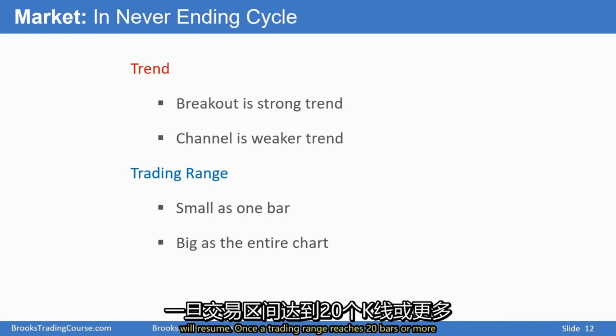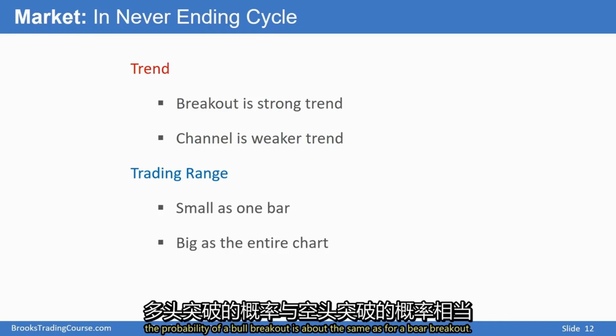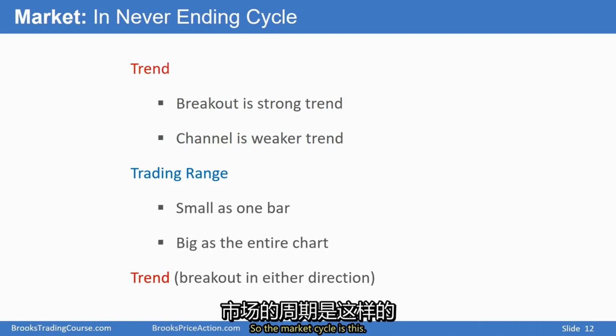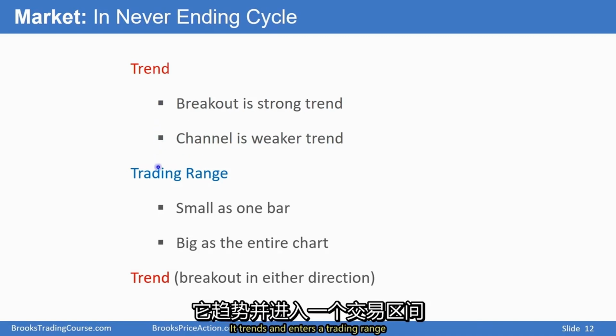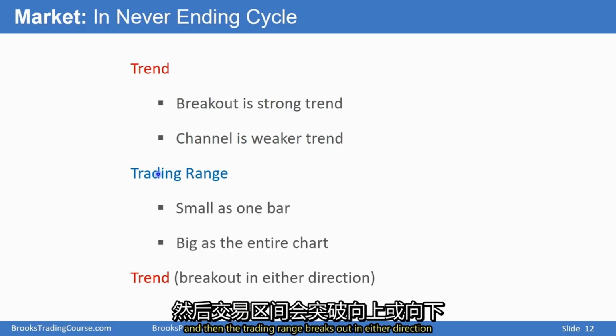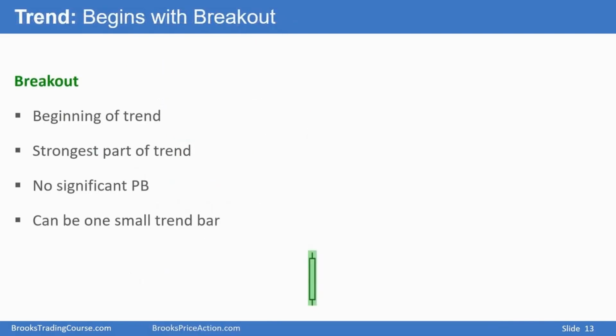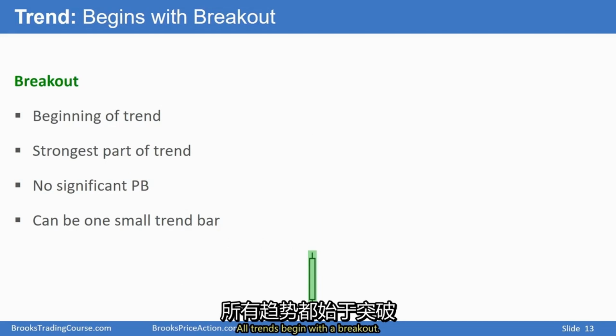Once a trading range reaches 20 bars or more, the probability of a bull breakout is about the same as for a bear breakout. So the market cycle is this. It trends and enters a trading range. And then the trading range breaks out in either direction, and then you get another trend. And the process just continues to repeat. All trends begin with a breakout.